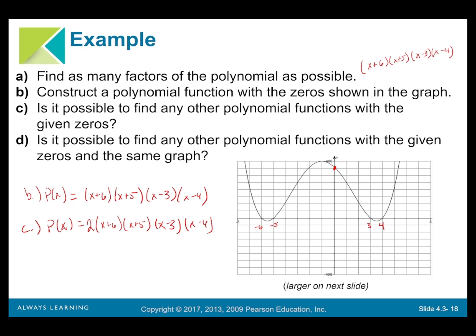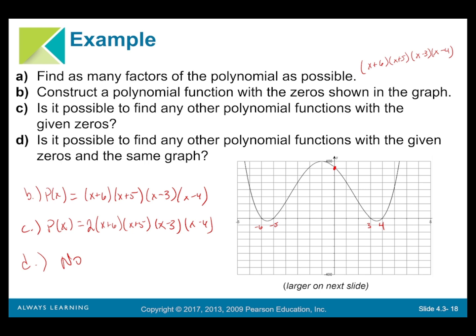Now, is it possible to find any other polynomial functions with the given zeros and the same graph? Well, no. We cannot have the exact same graph but have a different function, essentially. As soon as we hit those zeros and we have this specific curve going through these specific points, we are set. So the answer is no, it's not possible to find any other polynomial functions.